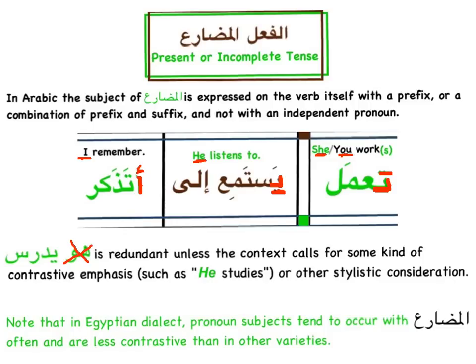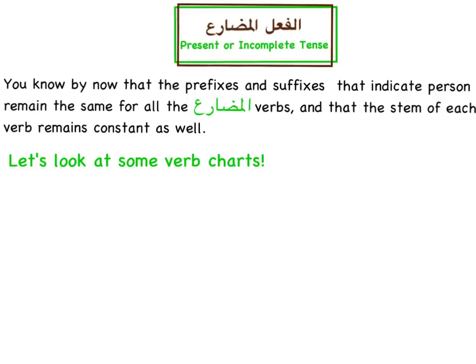And this is normal. It's not like I'm saying, oh yeah, he's the one who's studying Arabic in Egyptian. If I were to use it in standard Arabic, that would mean I'm emphasizing the subject, whereas in Egyptian dialect, it really doesn't mean anything. It's normal. You know by now that the prefixes and suffixes that indicate person remain the same for all mudara verbs, and that the stem of each verb remains constant as well. Let's look at some charts, shall we?